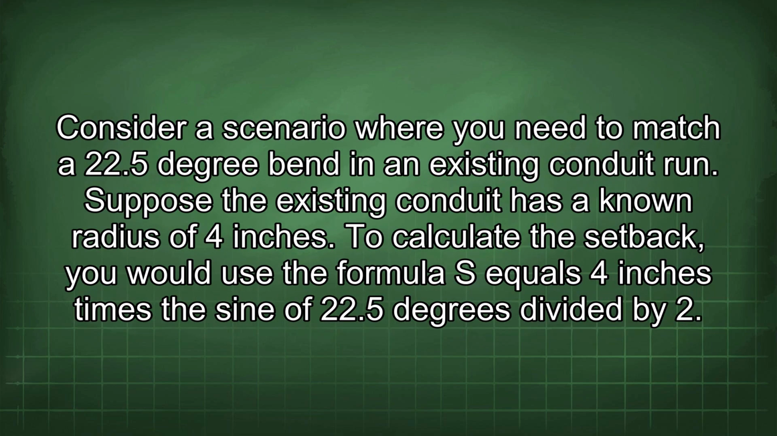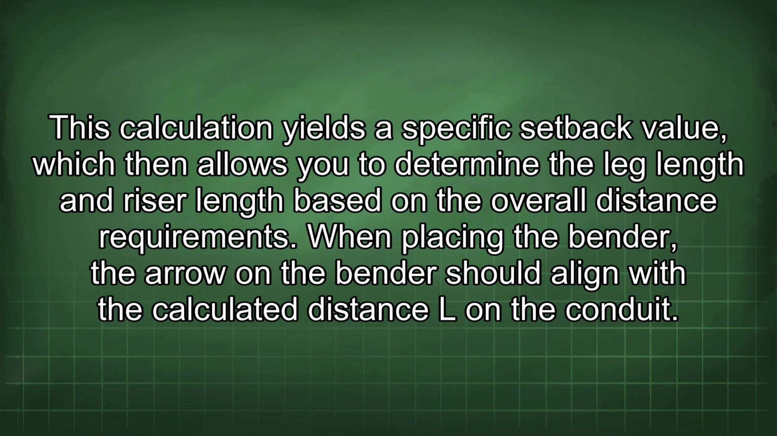Consider a scenario where you need to match a 22.5 degree bend in an existing conduit run. Suppose the existing conduit has a known radius of 4 inches. To calculate the setback, you would use the formula S equals 4 inches times the sine of 22.5 degrees divided by 2. This calculation yields a specific setback value, which then allows you to determine the leg length and riser length based on the overall distance requirements.